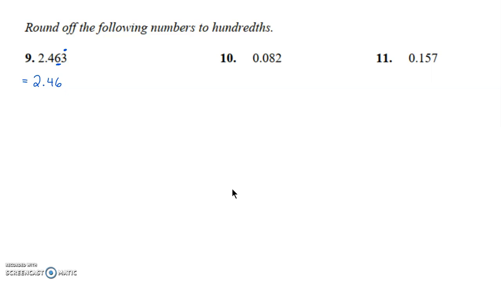For number 10, same position, hundredths place. We look next door, we have a 2, that's not strong enough. So we will have 0.08, and we drop that 2 off. For number 11, hundredths place is a 5. We look at the 7. The 7 will push the 5 up to become a 6, so we have 0.16, and we drop whatever's to the right.